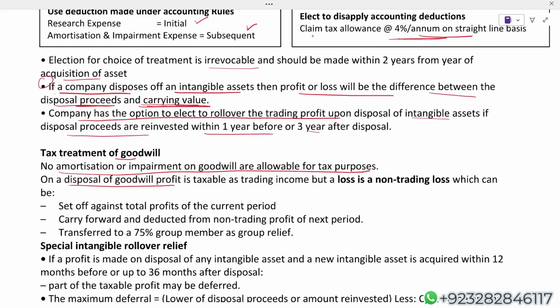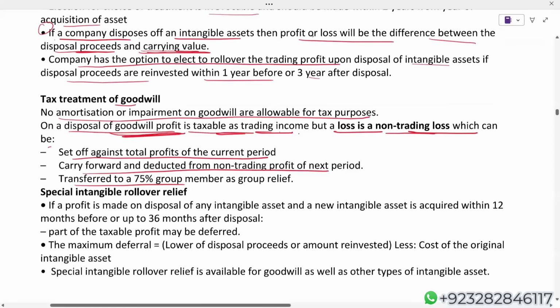Tax treatment of goodwill. No amortization or impairment on goodwill are allowable for tax purposes. On a disposal of goodwill, profit is taxable as a trading income, but loss is a non-trading loss, which can be set off against the total profit of the current period. Carry forward, deduct from the non-trading profit of the next period. Even it can be transferred to a 75% group relief if you are a part of 75% group relief.